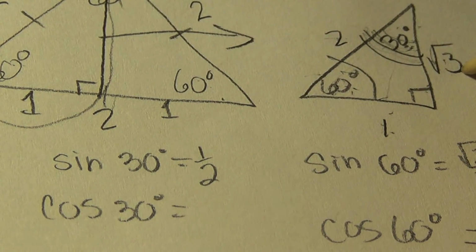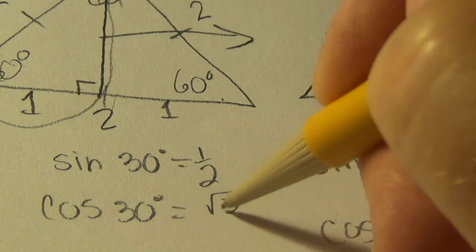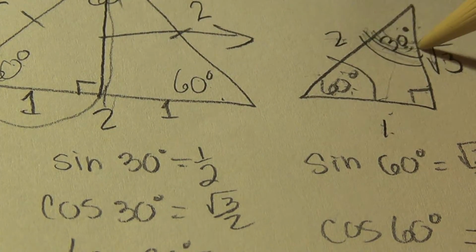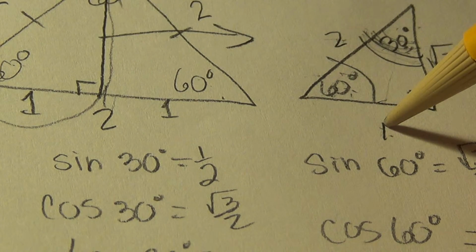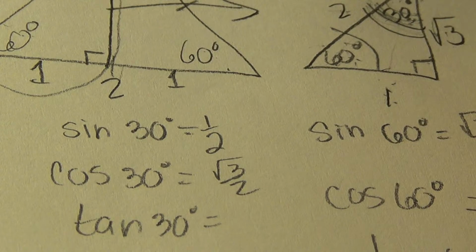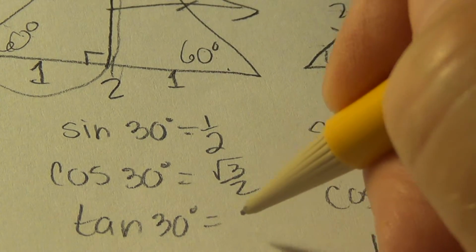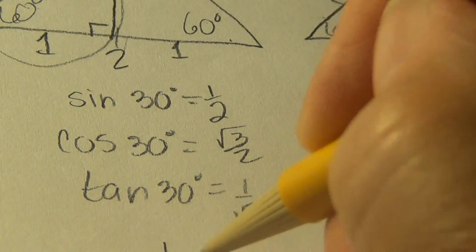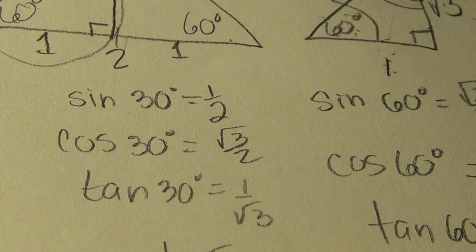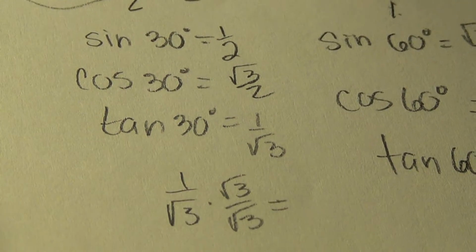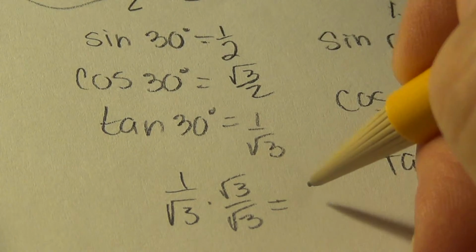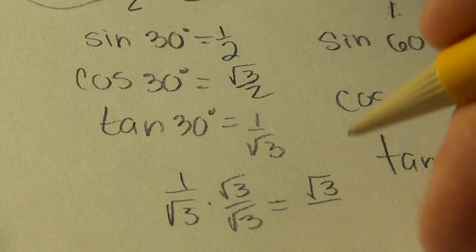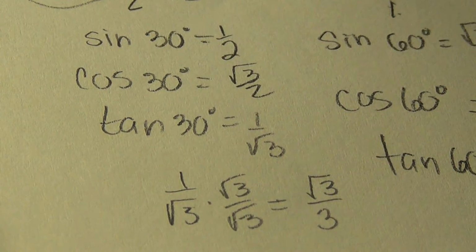Cosine of 30 is going to be adjacent over hypotenuse. And tangent of 30 is going to be opposite over adjacent. Opposite is 1 over the square root of 3, which is adjacent. 1 over the square root of 3. That needs to be rationalized. To get the radical out of the bottom, we multiply like this, square root of 3 over square root of 3. And that will give us square root of 3 on the top and square root of 3 times square root of 3, which is square root of 9, or just plain 3 on the bottom.